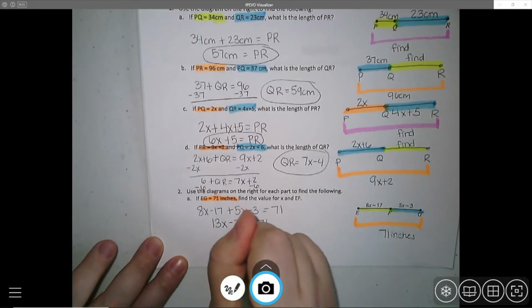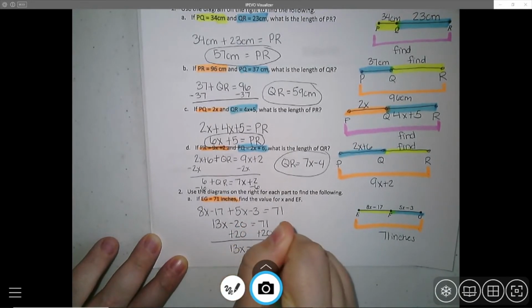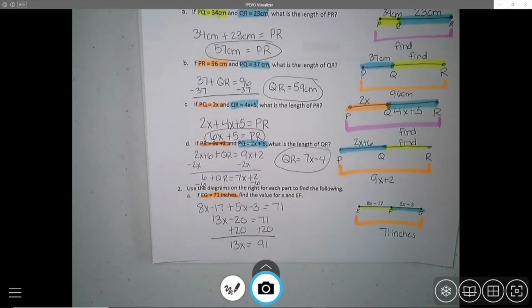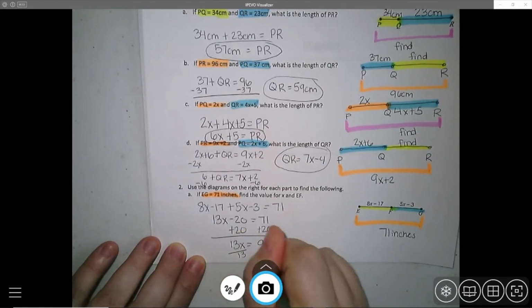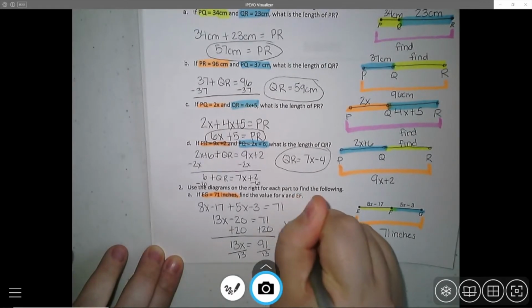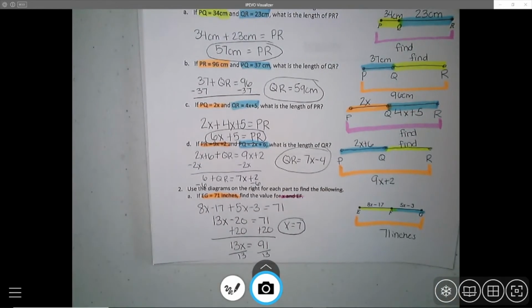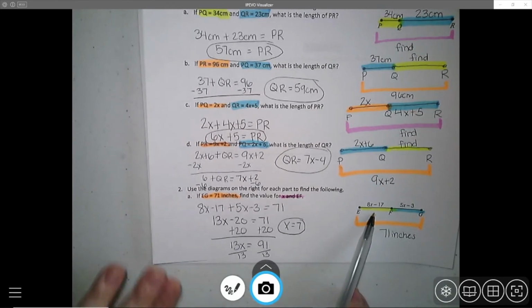Now, I have to cross the equal sign, so I need to add 20 to both sides. 13x equals 91. Then I would divide everything by 13. 91 divided by 13 gives me an answer of x equals 7. Okay, that is the one thing that we needed to find. We had to find two things, x and EF. Once we found x, to find EF, I have to substitute in.